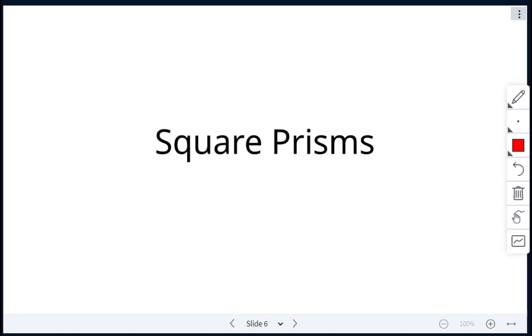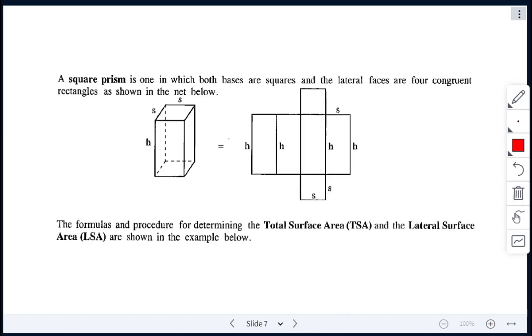Okay, so next we are looking at square prisms. We'll also look at cubes today. Okay, so a square prism is where we would see both bases as squares. And so there's the square, so the area of that square would just be side times side, or side squared. And then the lateral faces are going to be four congruent rectangles.